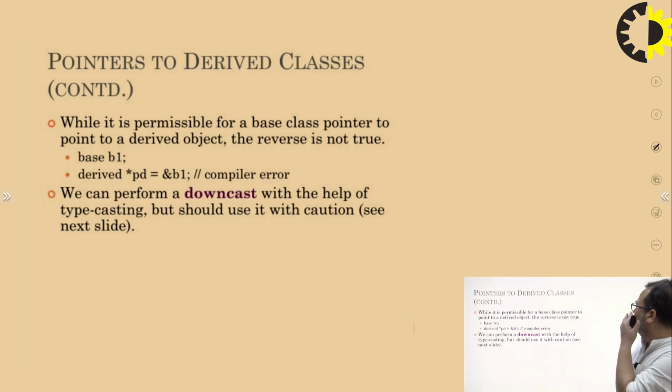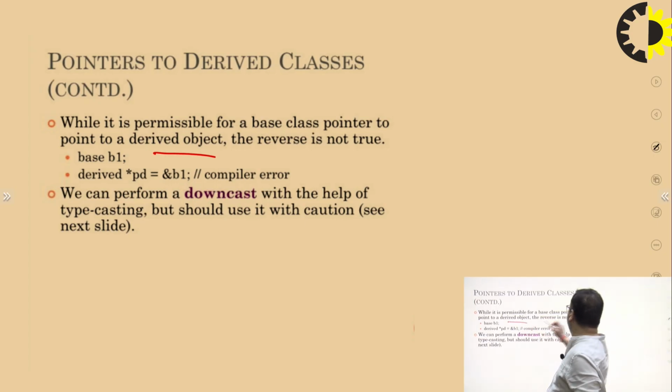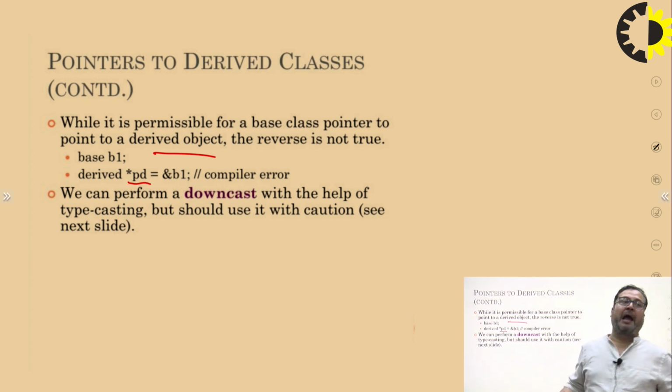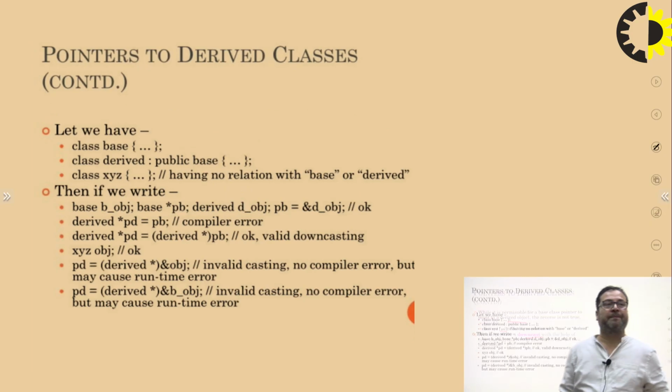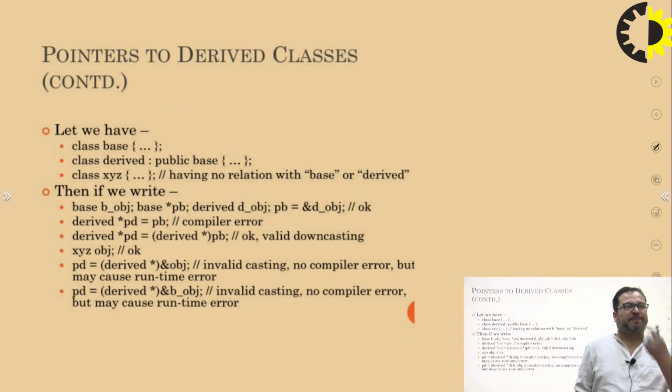Now, pointer to derived class. Similarly, it is permissible for a base class pointer to point to a derived object. The reverse is not true. Suppose we have a derived class pointer and we try to point it to its parent base class object. That is not possible; the compiler will simply give an error. We can perform a downcast with the help of typecasting, but should use it with caution.